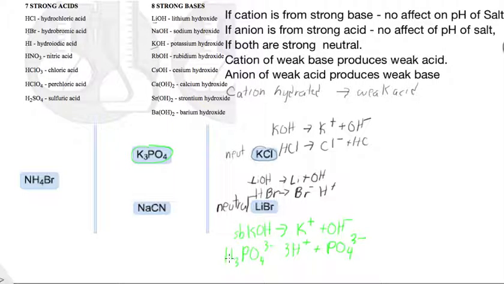So H3PO4, that is a weak acid. How do I know it's a weak acid? Because it's not a strong acid. So this is a weak acid, and because the anion came from a weak acid, this salt is going to be a weak base. So this is a weak base.